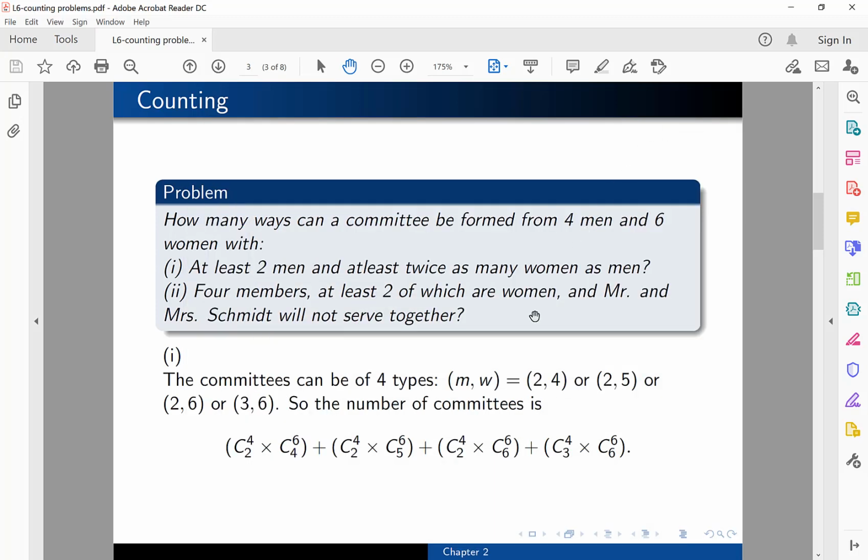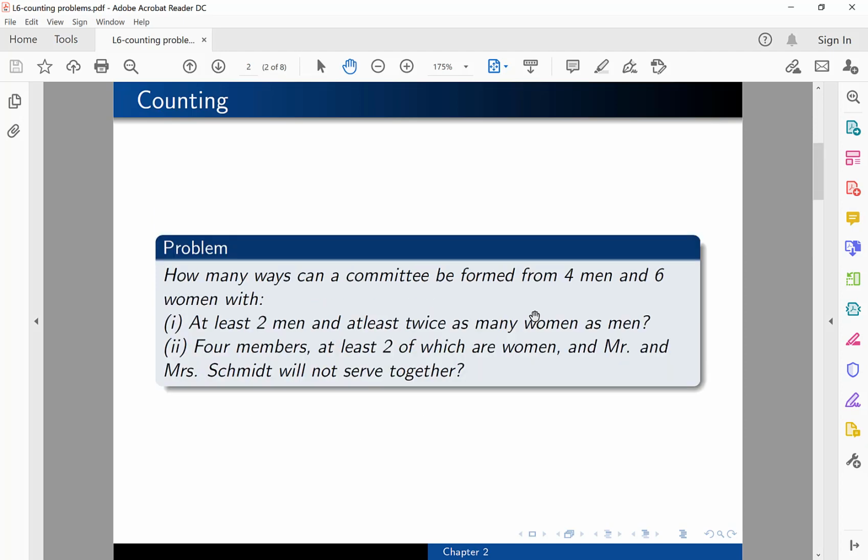So the next one is a little bit more complicated. So what do we have in the next one? So we need to choose 4 members. So in this committee now, we are limiting this committee to 4 members. And out of these 4 members, at least 2 of them have to be women. And in this set of people, we have Mr. and Mrs. Schmidt. And in this committee, Mr. and Mrs. Schmidt will not serve together.